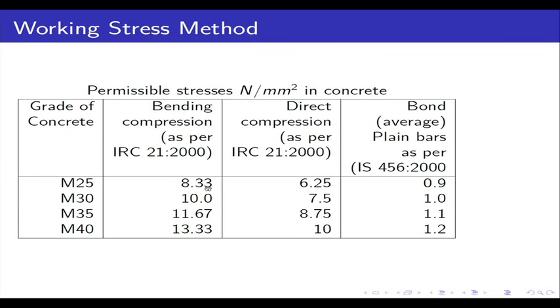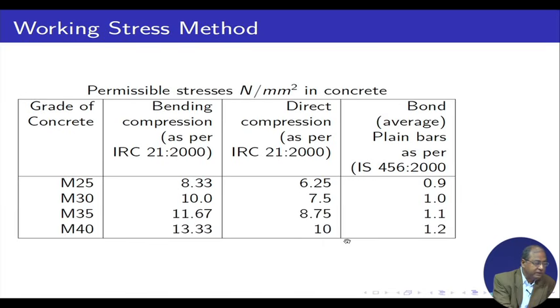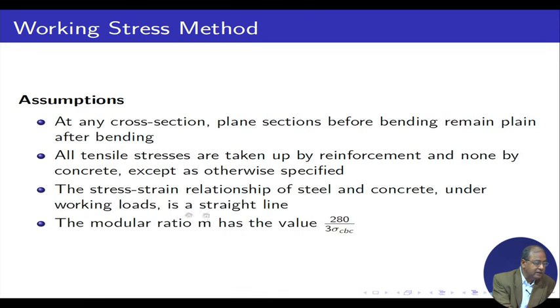Now, what I told you in the last one, 280 by 3 sigma cbc. For M25, M30, M35, M40, this means one third of fck. So bending compression in the working stress method will be one third fck. What I mean to say here is that 280 by 3 sigma cbc means I can say 280 by fck.